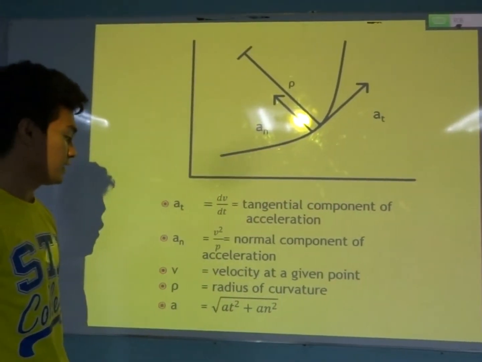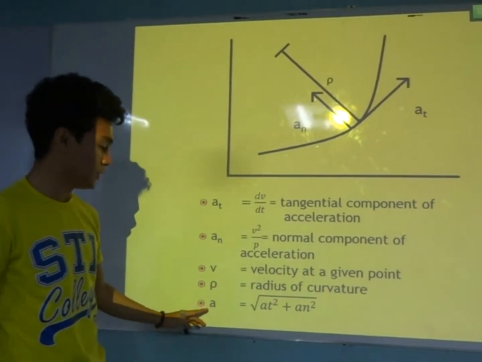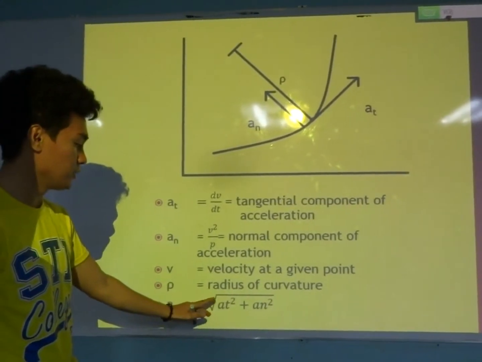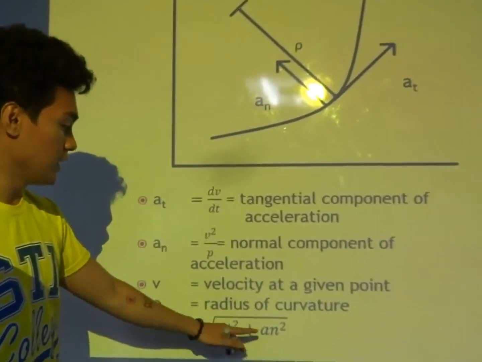And finally, our acceleration, which has a formula of the square root of tangential acceleration squared plus normal acceleration squared.